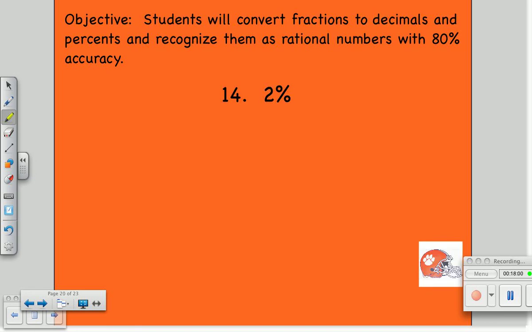2% is 2 out of 100. I can divide both the numerator and the denominator by 2, which is 1 out of 50.